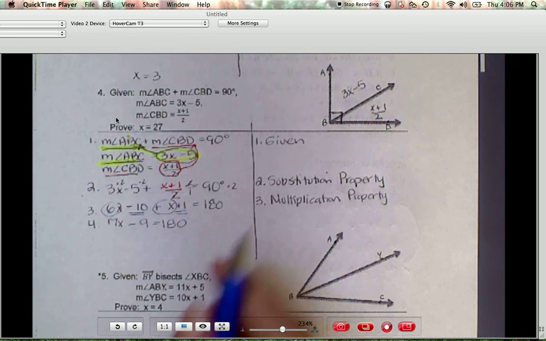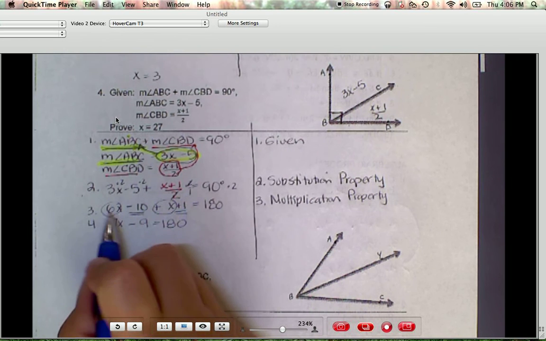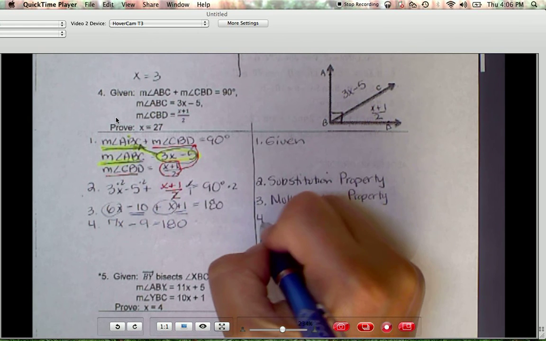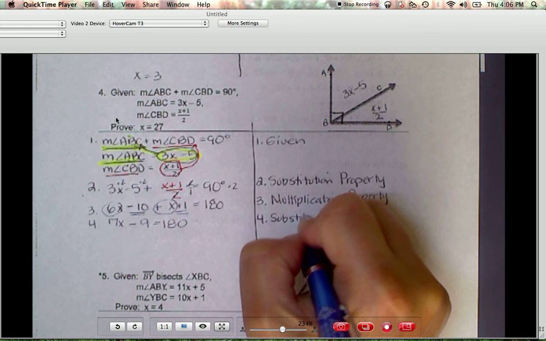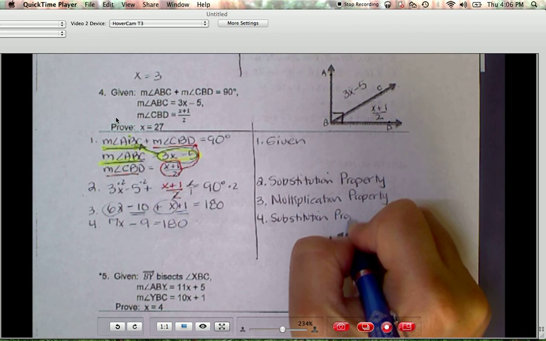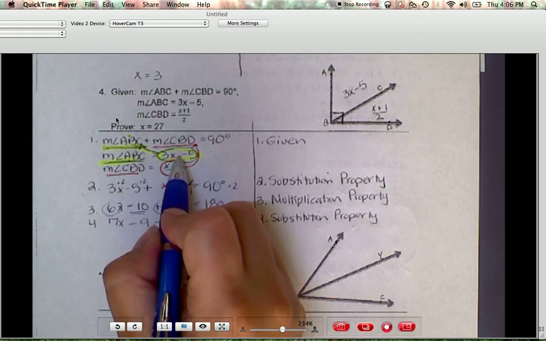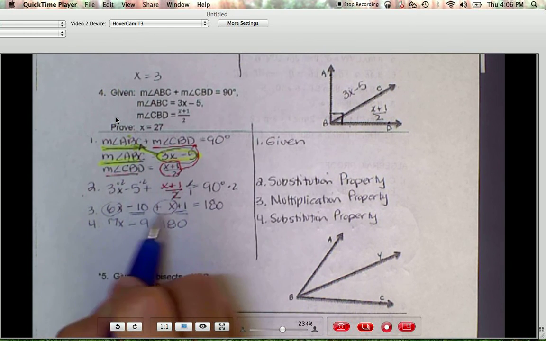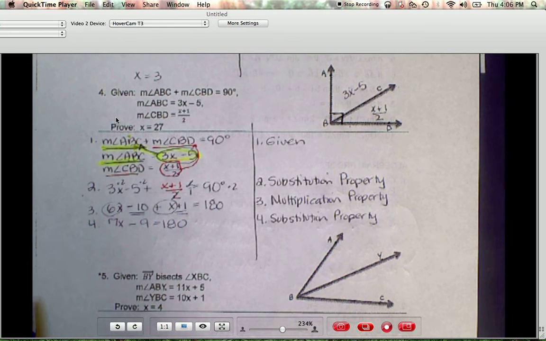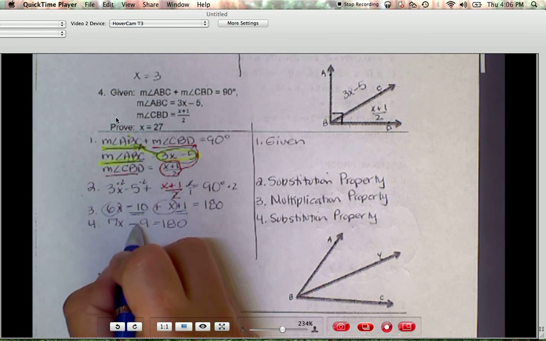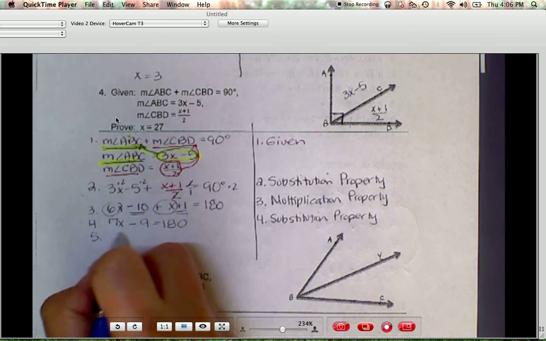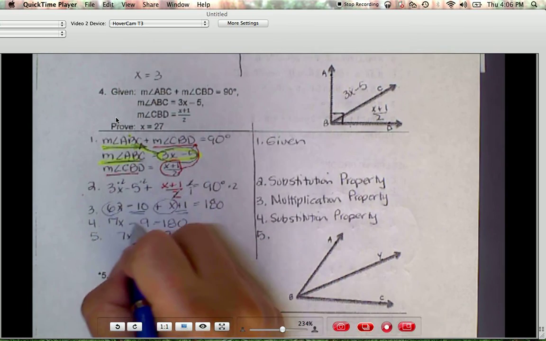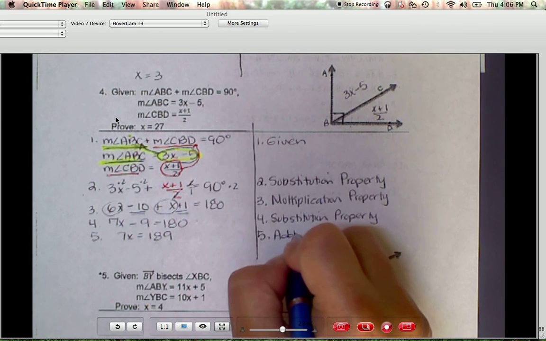So what property was it that I told you was combining like terms? That's another substitution property. Remember, there's 2 versions of substitution property: plugging something in to something that it's equal to, or combining like terms, because you're still taking these 2 guys and plugging something in place of them. All right, next we want to move that 9 over, so we're going to add that 9 to both sides, so we get 7x equals 189. And since we added 9 to both sides, that's addition property.